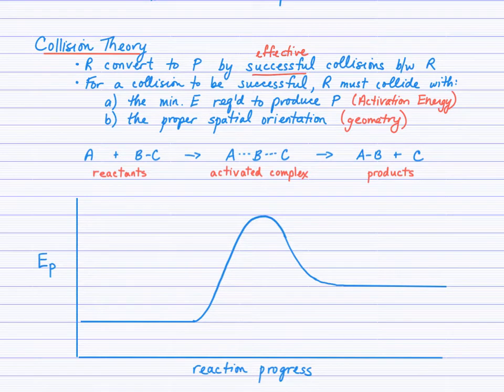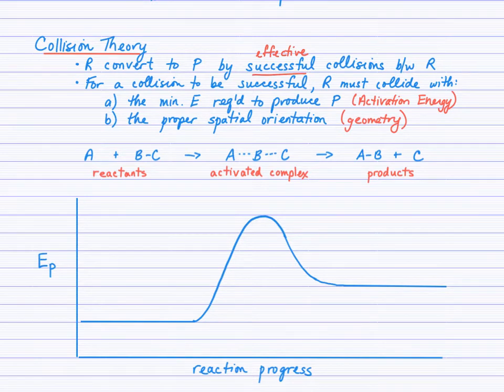So collision theory predicts then that collisions will be successful if the reactant particles collide with, first of all, a minimum energy that's required to produce products. And that'll be different for different reactions. We call this minimum energy required to produce the products activation energy. And you'll see that we label that in the graph below in a moment. It's also important that these particles collide with the proper spatial orientation, which we'll refer to as the collision geometry.